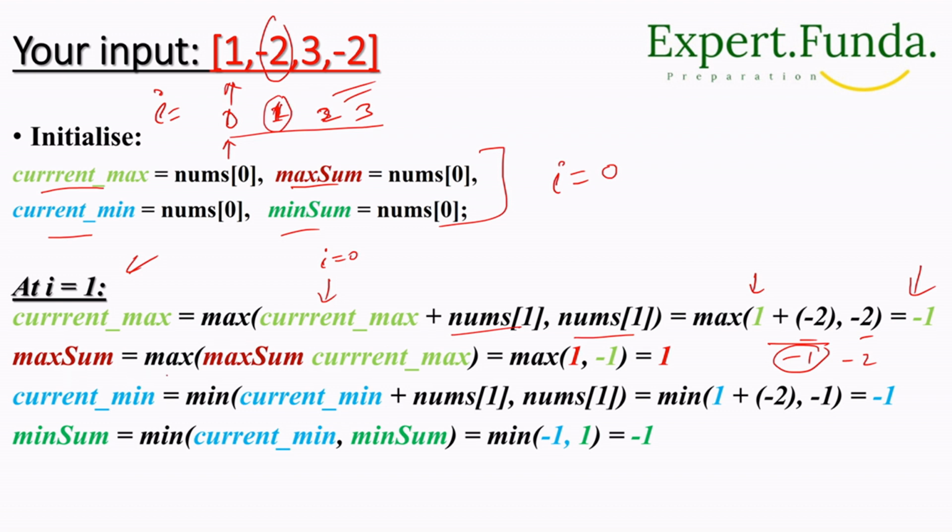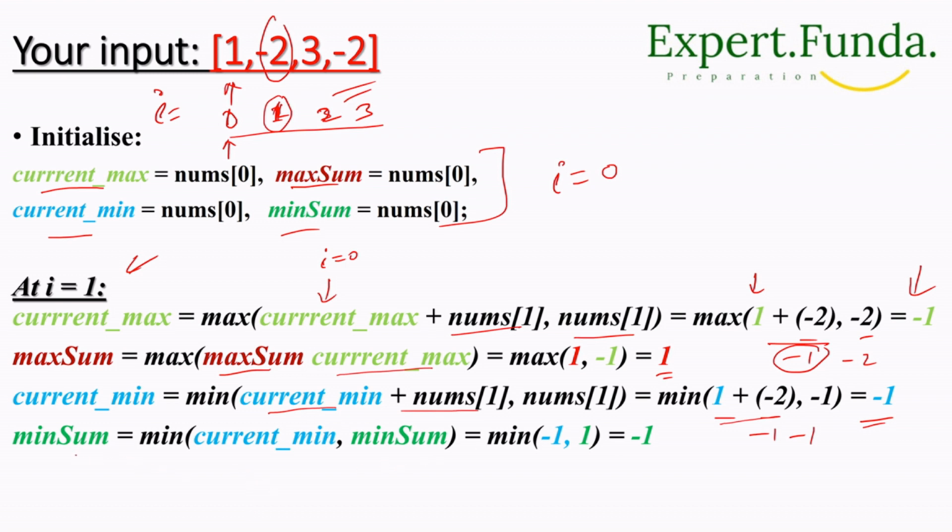Now we'll do max sum similarly. We'll pass max sum and current max. Which one is max? That will come here. So 1 and -1, 1 is the maximum. Similarly, current min is current min plus nums[1], so we pass 1 plus -2. If we do that, it will come to -1. So -1 comma -1. Which one is min? -1 is the min, right? We have the same value.